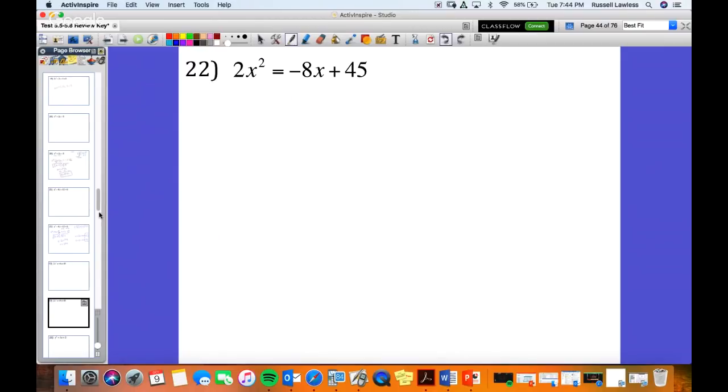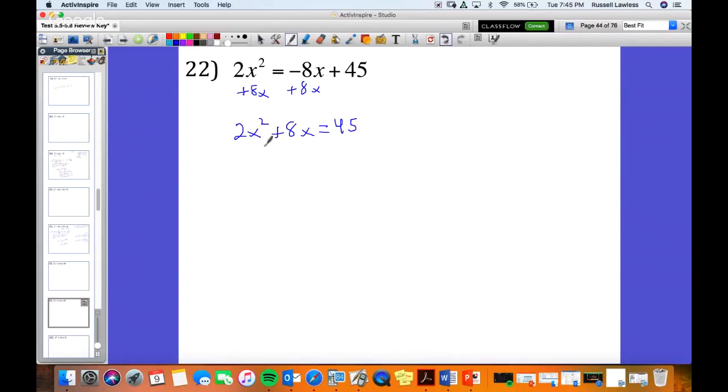So looking now at this last one for completing the square. For completing the square, I got 2x squared is equal to negative 8x plus 45. What's the goal first? Get the x's by itself. So for completing the square, we always got to get these x's by themselves. So then that's going to give us 2x squared plus 8x is equal to 45. And so, oops, I didn't leave a space, but that's okay.